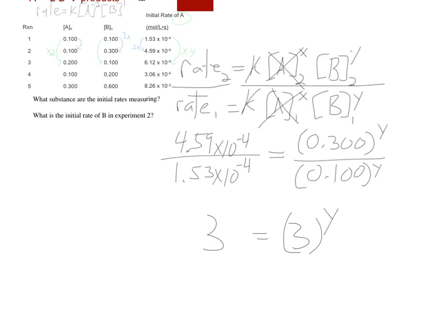Now we knew that because we can just see the direct relationship. One triples, the other triples. We can see that in the data set, but they're not always so simple. So we want to understand that algebraic process also.